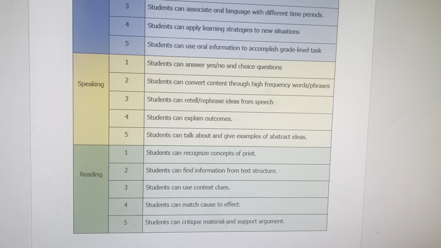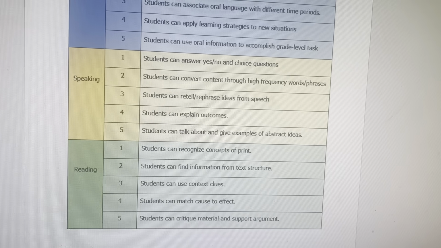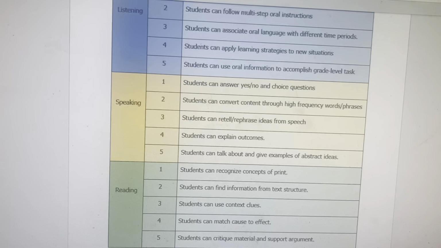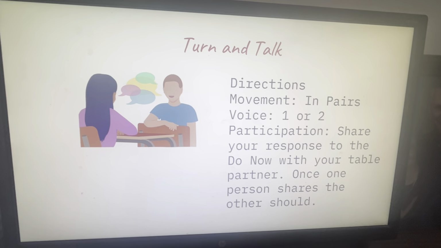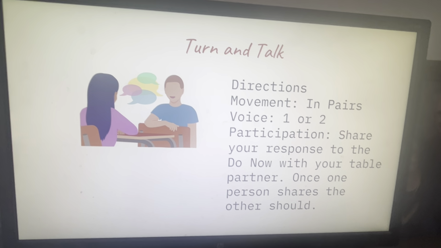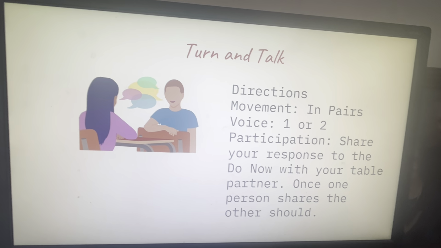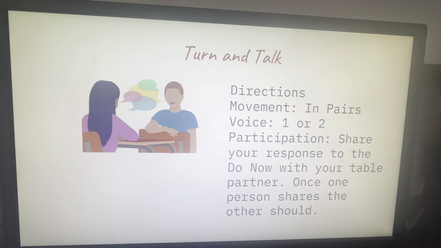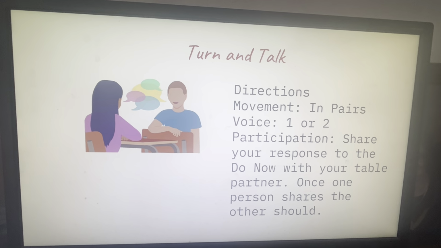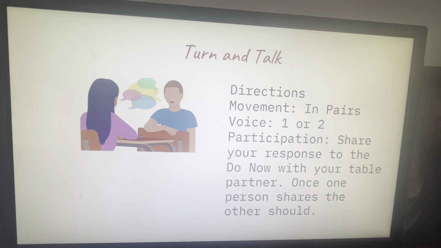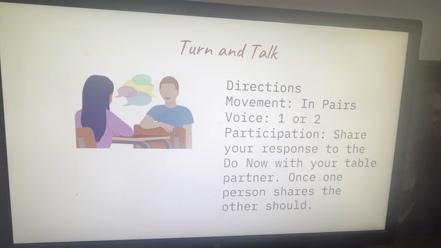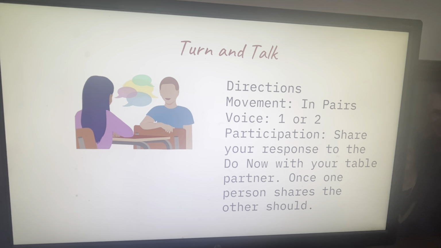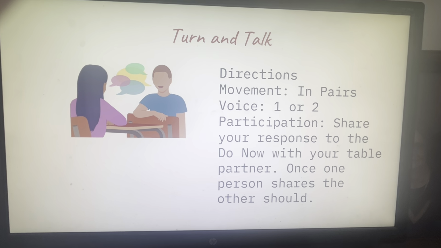Students can convert content through high frequency words, which are words that we will be talking about, explain outcomes and abstract ideas. This is allowing students to be able to share their responses and work together in a group. There may be students who are not on the same speaking level as another peer, but with the help of an aide or a translator or another student in the classroom, they will be able to participate in this activity based off of the level where they are at for the WIDA.